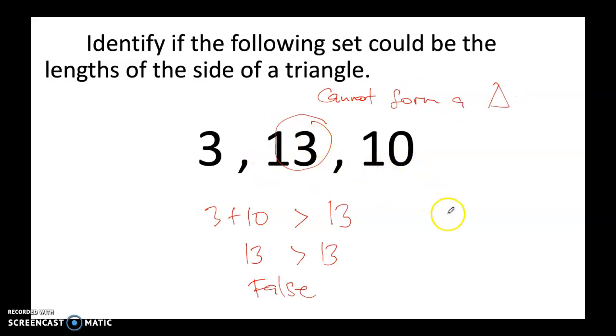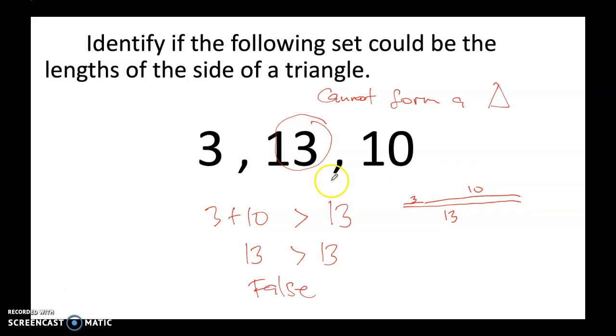Let's check. Suppose this segment measures 13. If we have two sides, for example, this is a value of 3 and this is equal to 10. So 3 plus 10, we cannot form a triangle because this is equal to the longest side. So we cannot form a triangle.